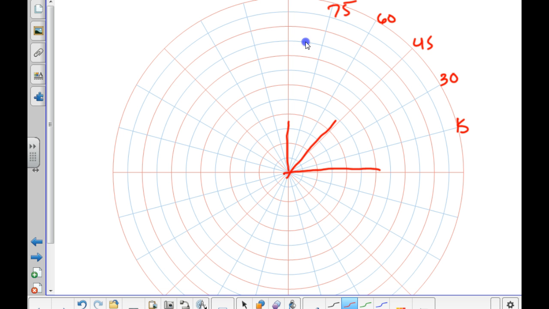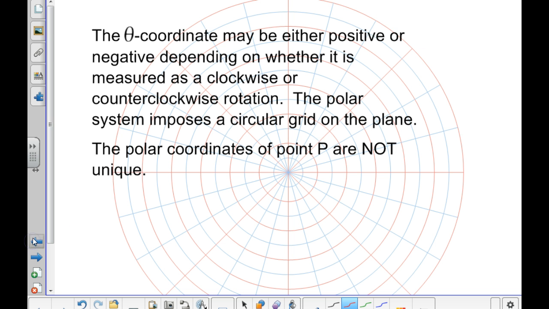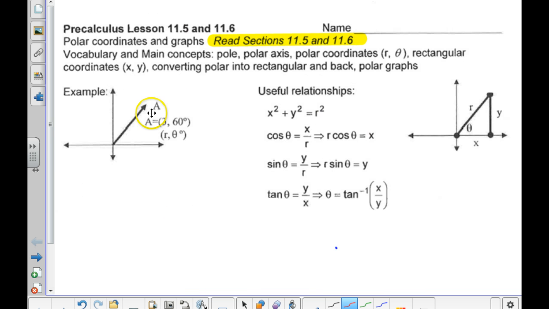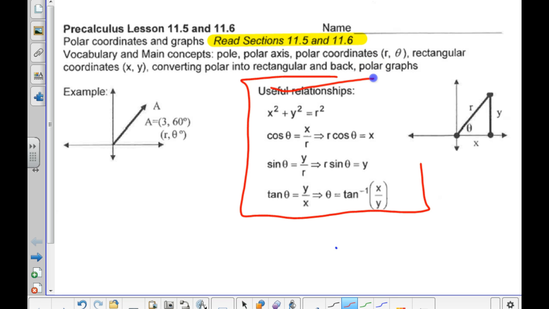The idea today is that we need to be able to convert back and forth between rectangular and polar coordinates, and then we're going to do a little graphing. The basic relationships we're going to use are these. These should all look familiar. See if anyone spots the typo.